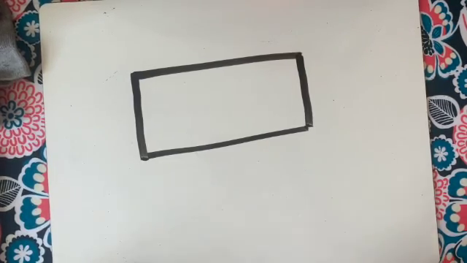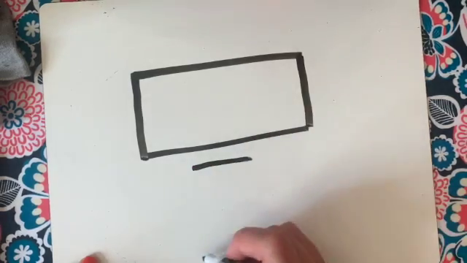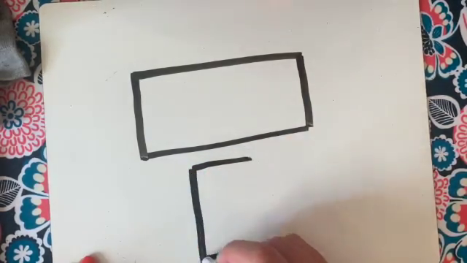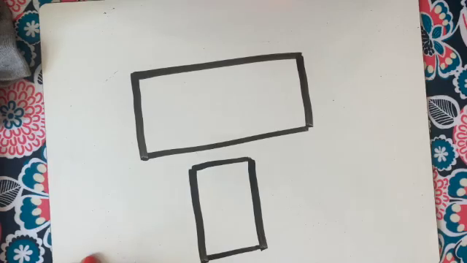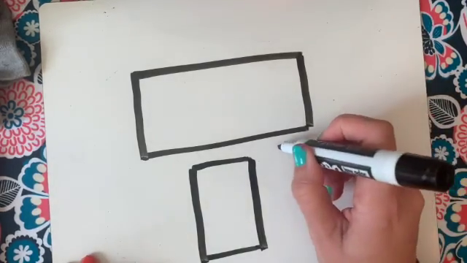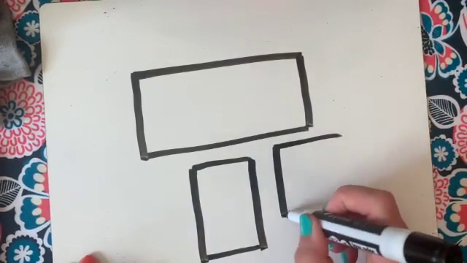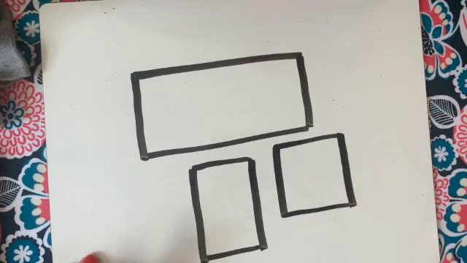Let's draw some more rectangles. I can make the top and the bottom short and the sides long. Let's see, if I make all of the sides the same length, is it still a rectangle? It is. I know it's a little tricky, but squares are rectangles. Not all rectangles have to be squares.